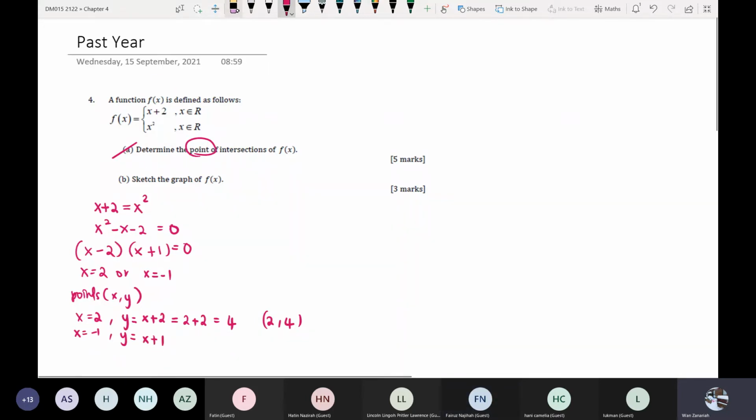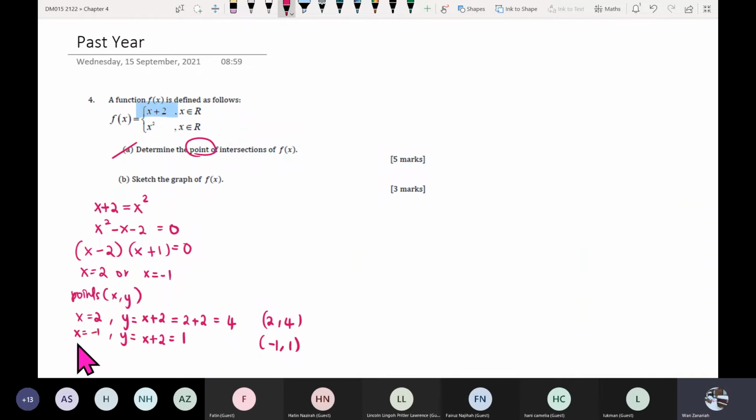Sorry, ini x minus 2 kan? Betul. So we are taking this function x plus 2 ni. Boleh tak nak buat x square? Boleh, buatlah. Dapat sama juga. x plus 2 equals to, okay, berapa ni? -1 plus 2, 1. So the point of intersection is -1, 1.